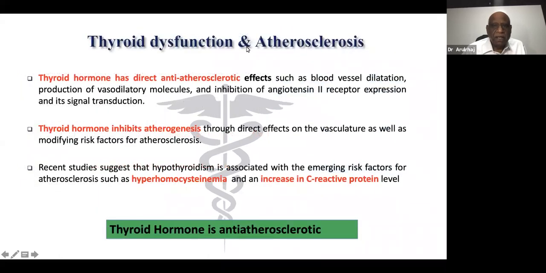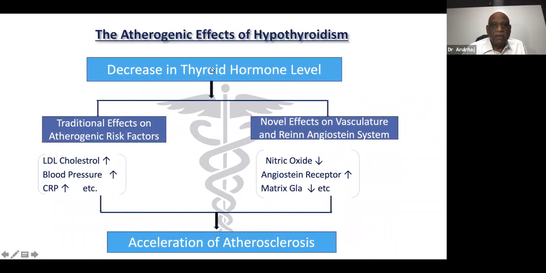And thyroid dysfunction and atherosclerosis. Thyroid hormone has direct anti-atherosclerotic effects, as we have seen. Thyroid hormone inhibits atherogenesis, and when there is a deficiency, there is hyperhomocysteinemia and increased C-reactive protein that promotes atherosclerosis. And the atherogenic effect of hypothyroidism: these are the traditional factors. Cholesterol and CRP are raised. Here the nitric oxide is reduced, angiotensin receptors increase, and acceleration of atherosclerosis happens.